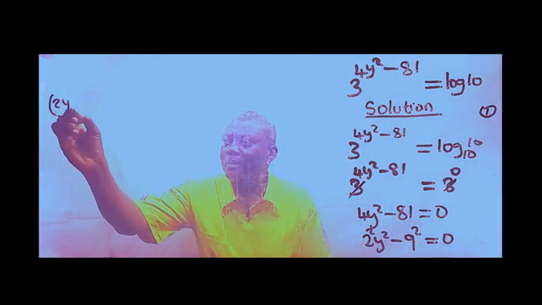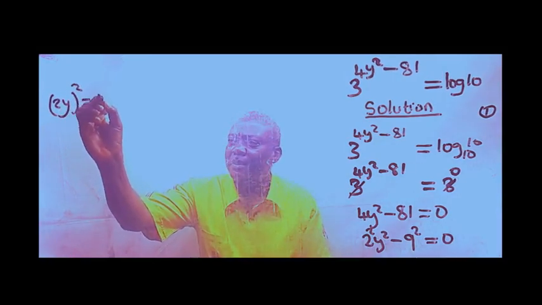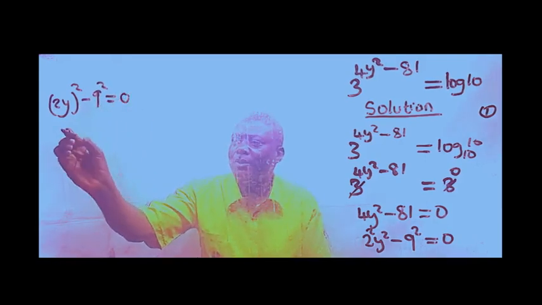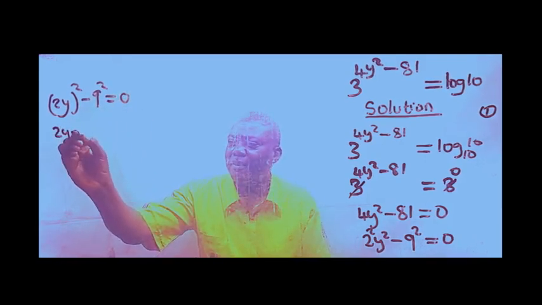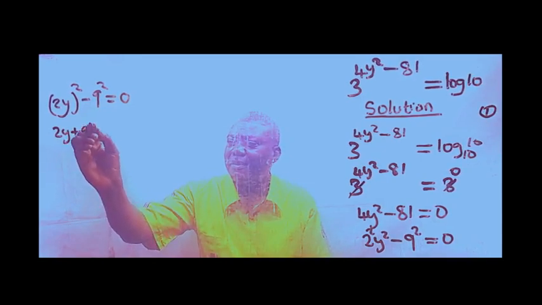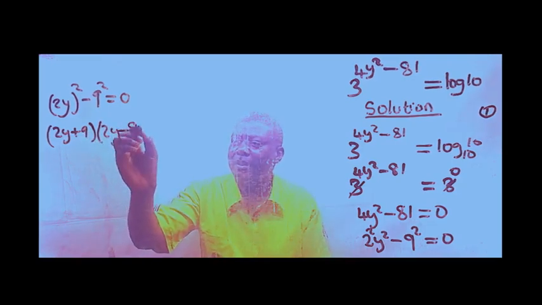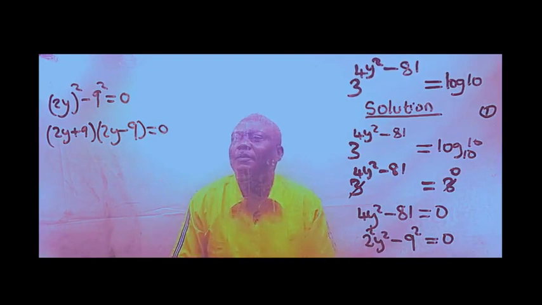So you can still write this as (2y) all squared minus 9 squared equals 0. So we can write it as (2y plus 9) multiplied by (2y minus 9) all equals 0.